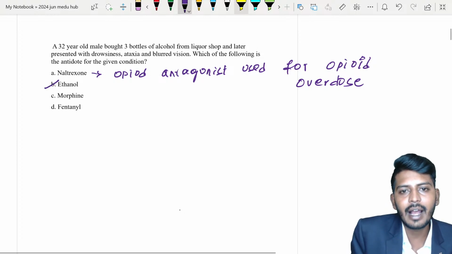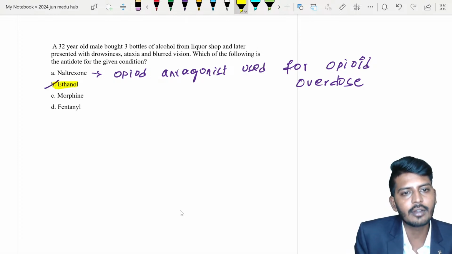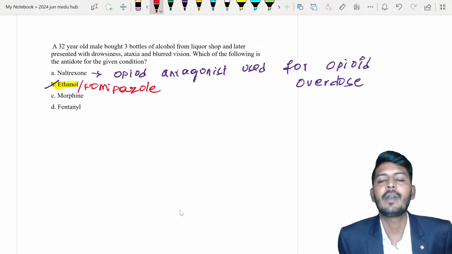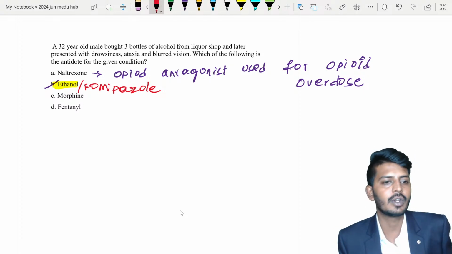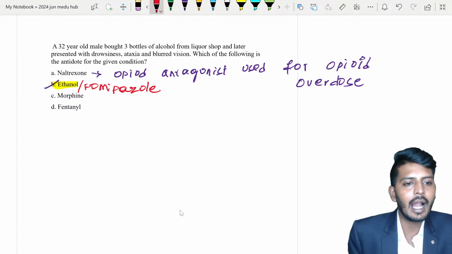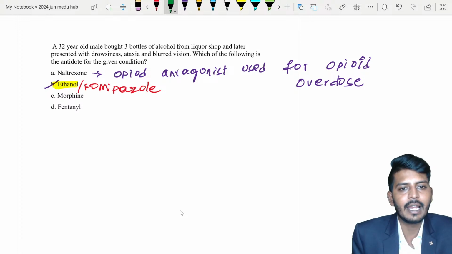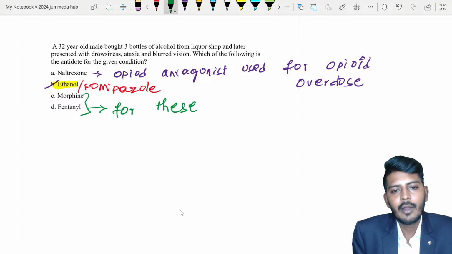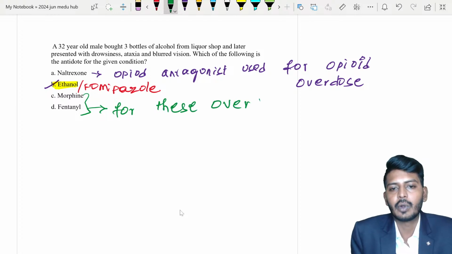Ethanol is the correct answer. अगर ethanol नहीं होता है, you can also give, my dear student, very important, fomepizole. What is that? Fomepizole is also a very widely used drug. Okay, so morphine and fentanyl, ये दोनों का overdose. For these overdoses, we are going to use naloxone.